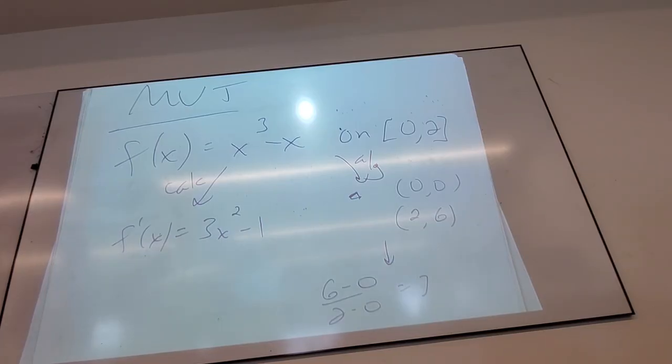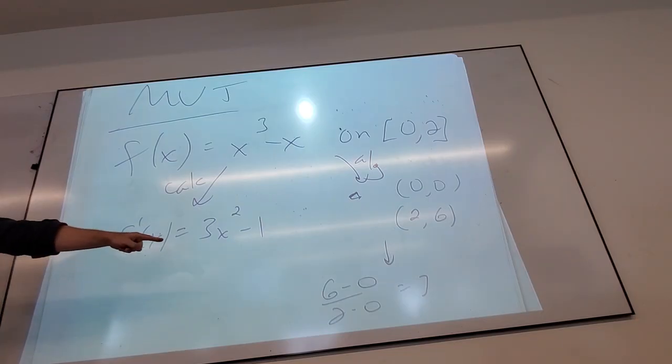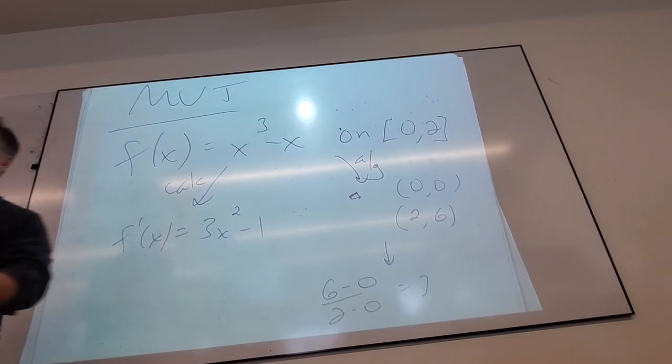So what do I do with f prime of x and 3? Set them equal to each other, because that's the whole idea, right? I want to find the point on the graph that has the same slope as just going straight. Mathematically, just take those two things and set them equal to each other, right? Okay.